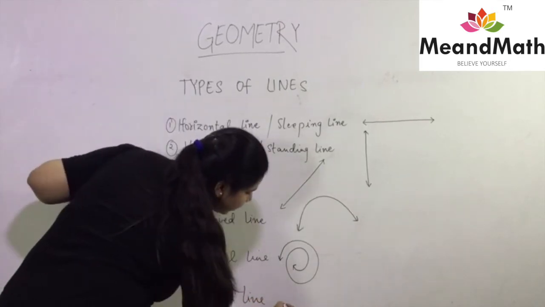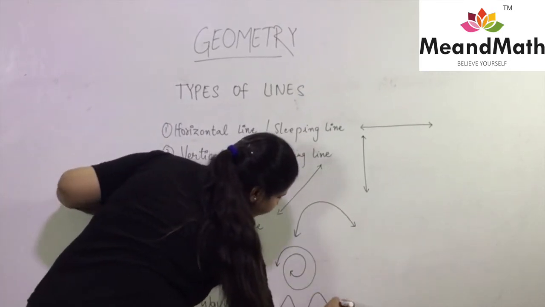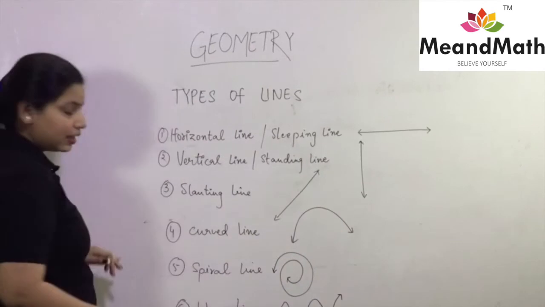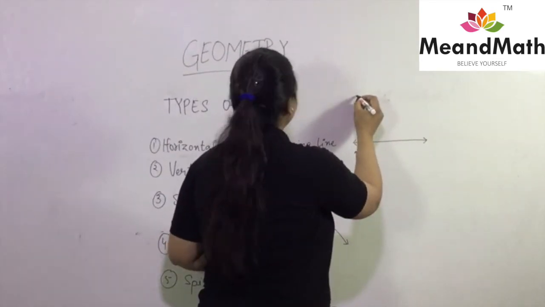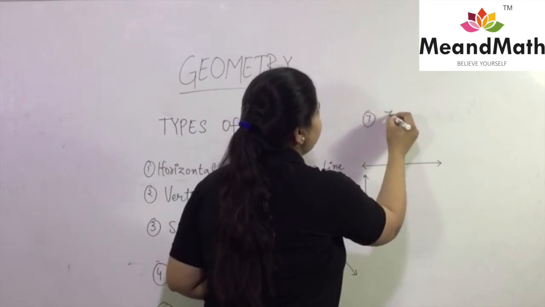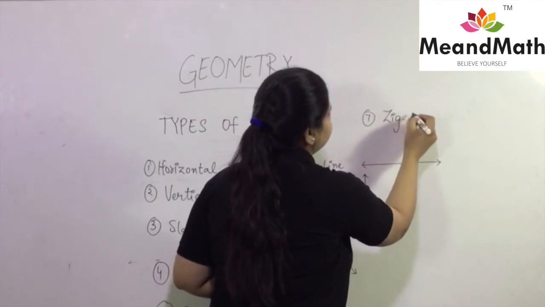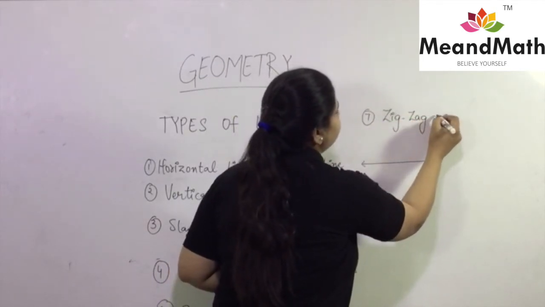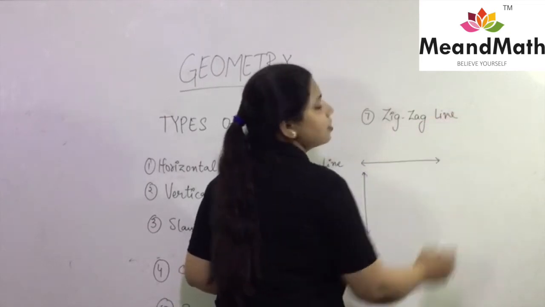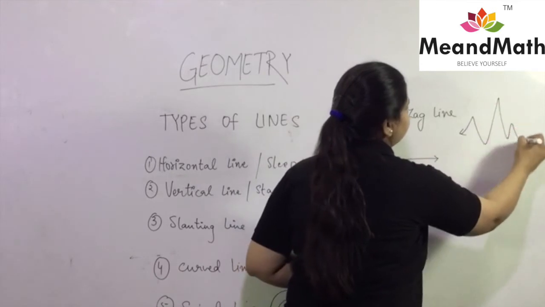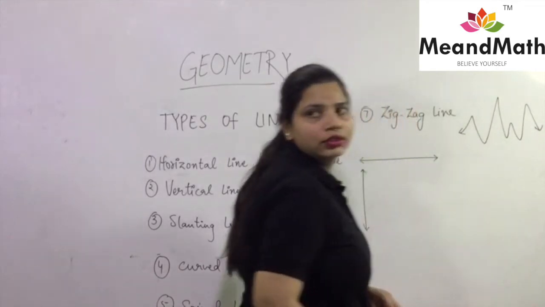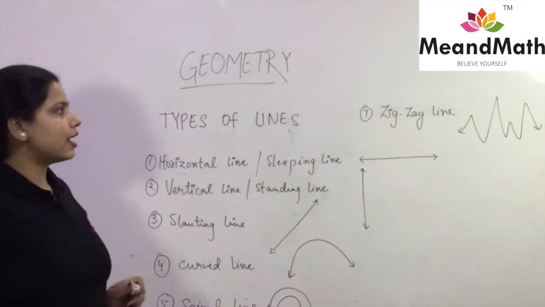Wavy line is a line in wave-like shape. And the last one is zigzag line. Zigzag line is a line like this. This is a zigzag line.